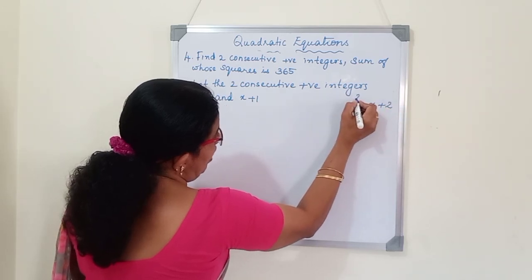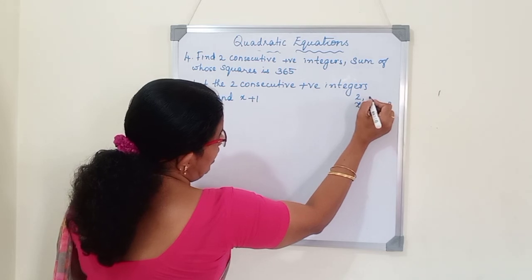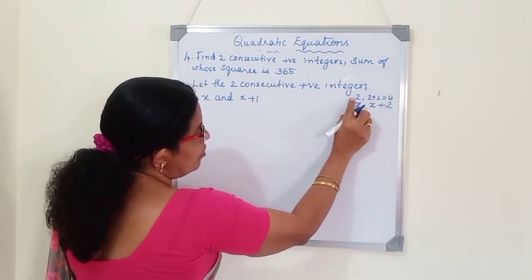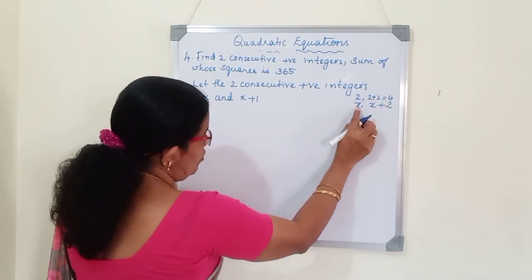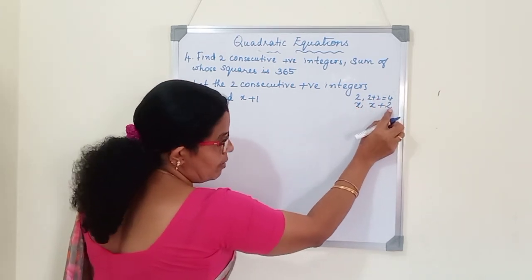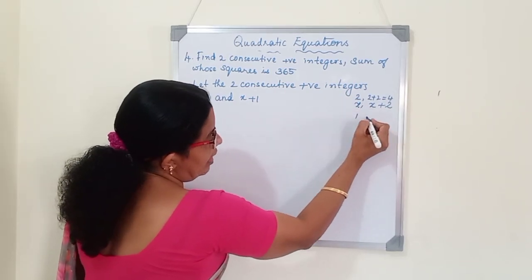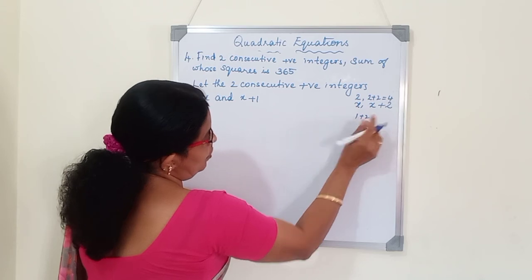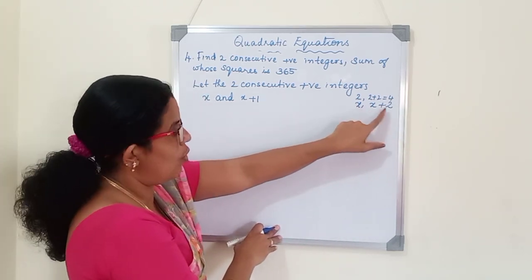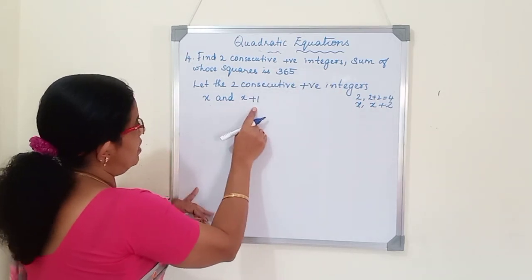Because to get the next even number from 2, we add 2, and 2 plus 2 is 4. So if we consider the first even number is x, the next even number will be x plus 2. Same case for odd numbers. The first odd number is 1, and to get the next odd number we add 2. So x and x plus 2 are the consecutive positive even integers or odd integers. But consecutive integers means x and x plus 1.